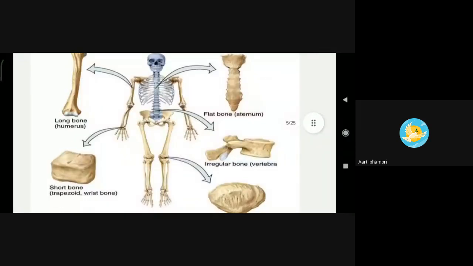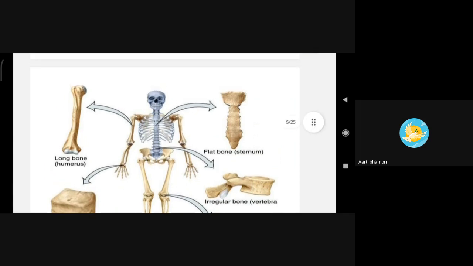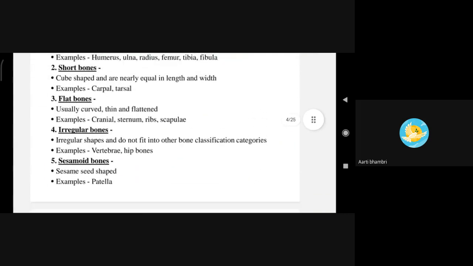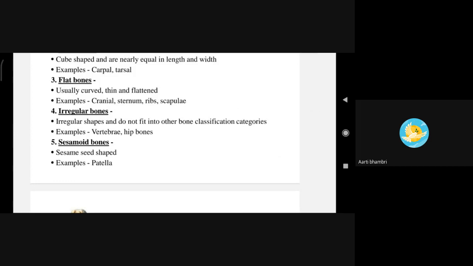Like you can see the shape of a vertebra. Here is an irregular bone, one vertebra. How are they shaped? They are shaped in their own way. They will not follow any rule of bones. So they are irregular bones. They are not long. They are not cube shaped or short. They are not flattened. They are their own type, irregular bones.